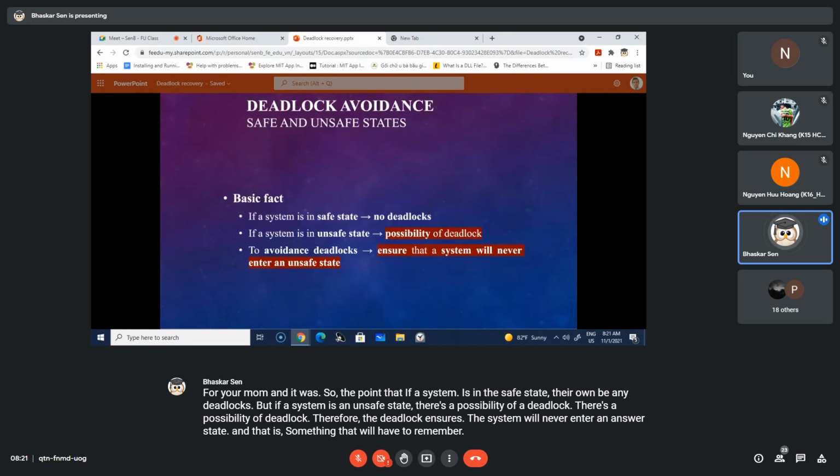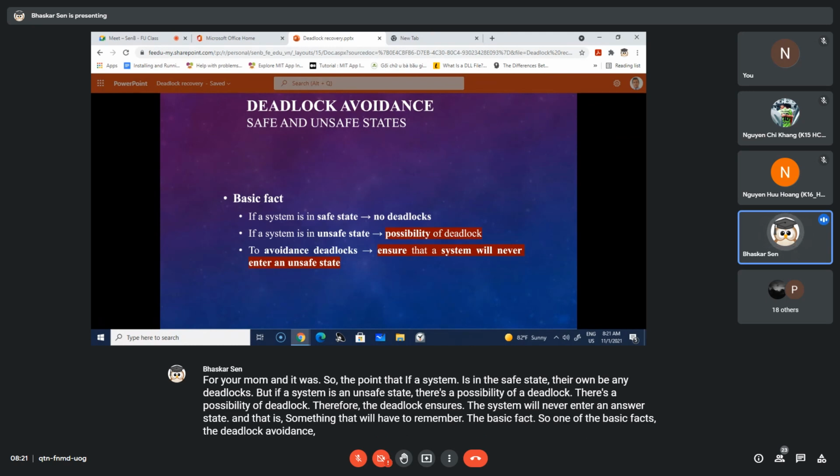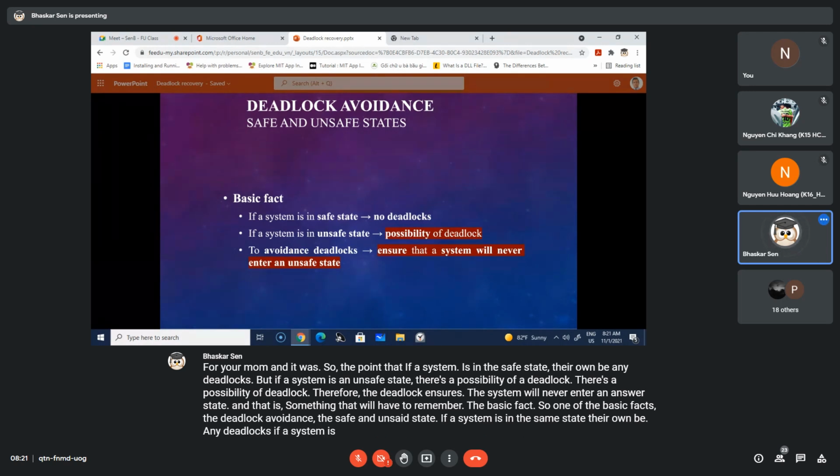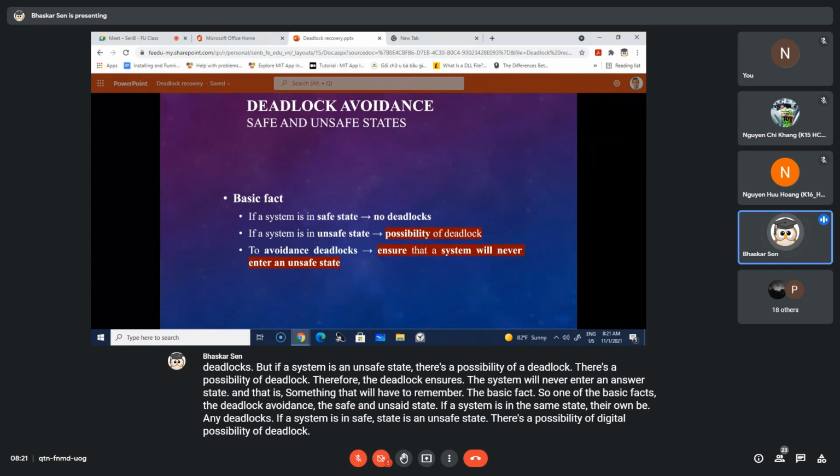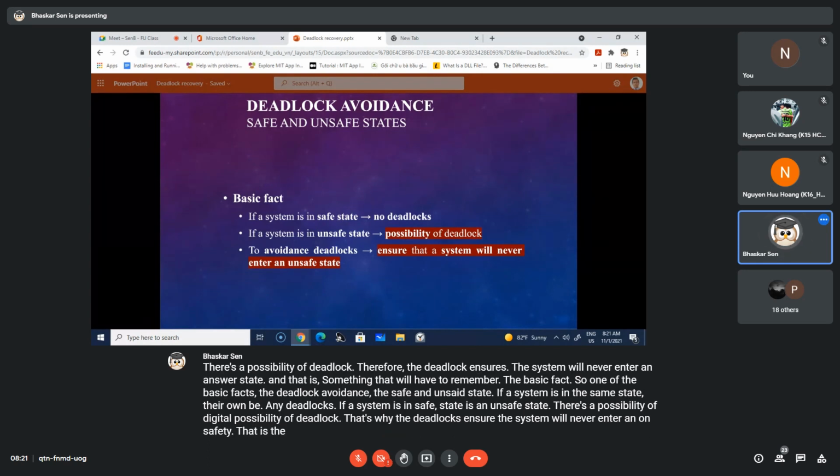The basic facts. So what are the basic facts? The deadlock avoidance, the safe and unsafe state. If a system is in the safe state, there won't be any deadlocks. If a system is in an unsafe state, there's a possibility of deadlock. To avoid the deadlocks, ensure that the system will never enter an unsafe state. That is the bottom line of these principles.